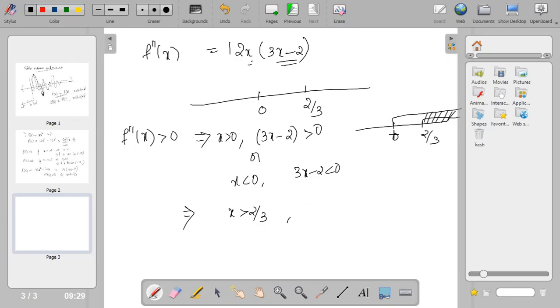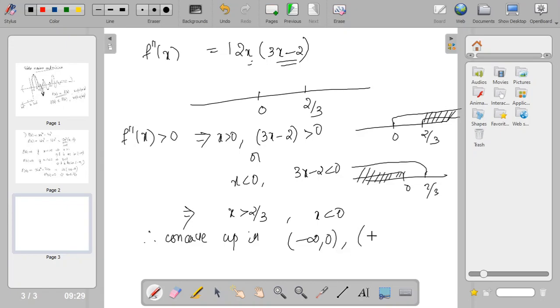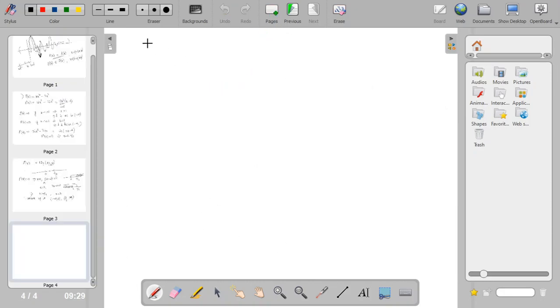ആൻഡ് ഫോർ ദ സെക്കൻഡ് കണ്ടീഷൻ x less than 0, x less than 0 ആവണം, x less than 2 by 3 ആണ്. അപ്പം രണ്ടും വരുന്ന കോമൺ പോയിന്റ്സ് എന്ന് പറയുന്നത് x less than 0. So therefore you will have concave up in the interval minus infinity to 0, 2 by 3 to infinity, and similarly concave down will be in the remaining interval. So പോസിറ്റീവ് ആവുന്ന ഈ രണ്ട് കേസിലായിരിക്കും.